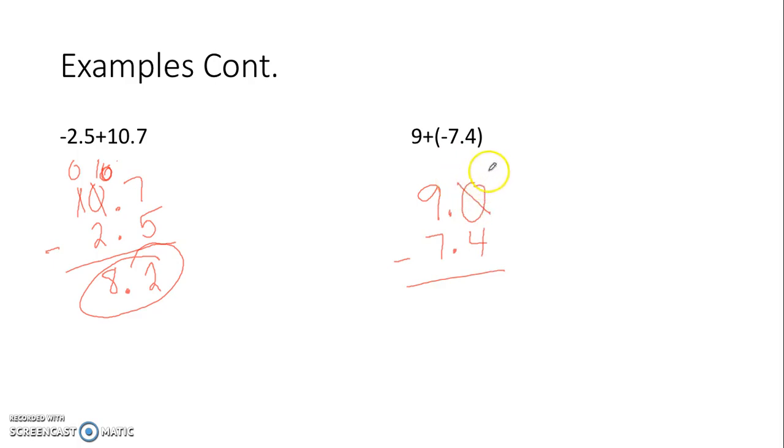So with this one, we have to borrow because we can't take 4 away from nothing. So 10 minus 4 is 6. Bring down that decimal point, don't lose it. 8 minus 7 is 1.